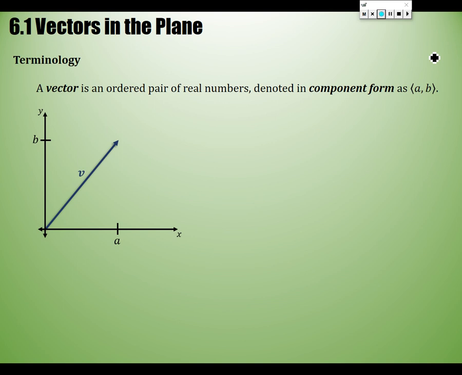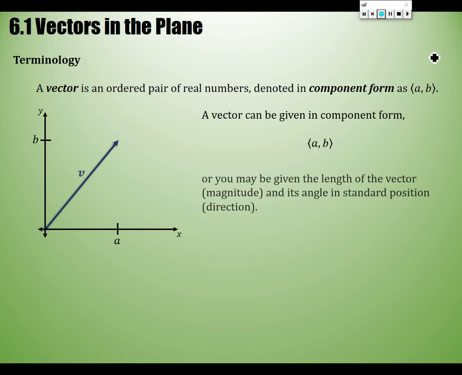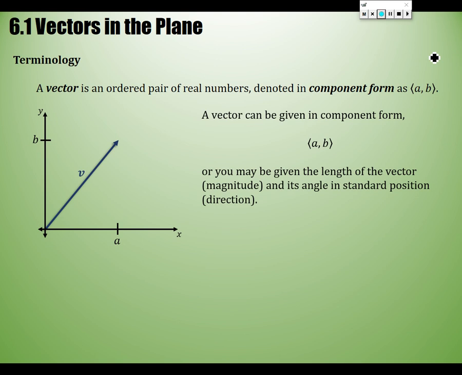And of course, the other way to name a vector, to give the same information instead of component form, would be to give it in terms of its magnitude and direction, which you've probably heard before. Oh, a vector is a thing that has magnitude and direction.